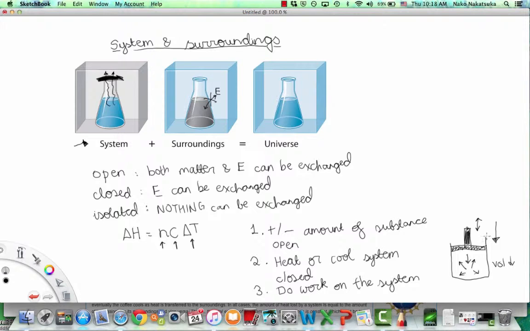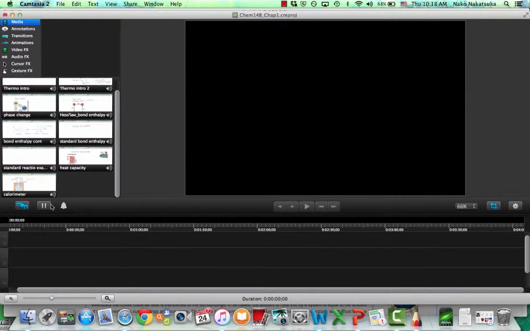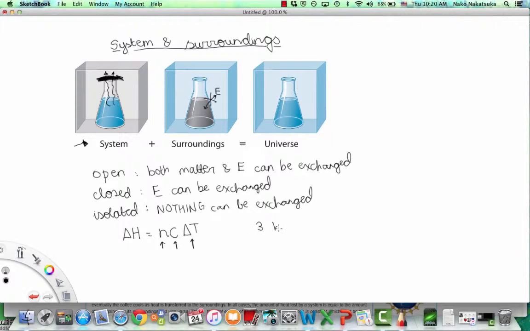On the other hand, if we do it the opposite way and we lift up the piston, this is the system doing work on the surroundings because the piston is moving up, outward, into the surroundings, and the volume increases. So this is another example of a closed system, because energy is being exchanged, but nothing is being exchanged in the form of matter. So there's 3 ways of changing energy in a system.